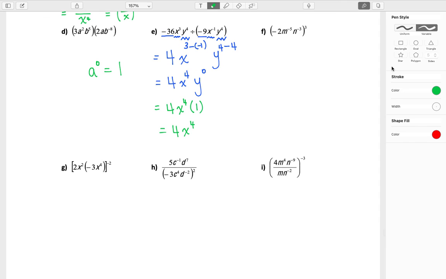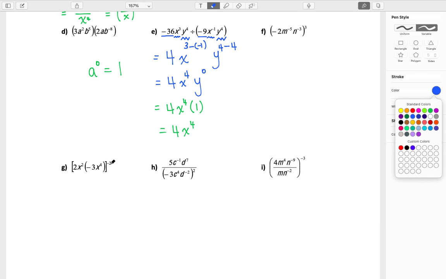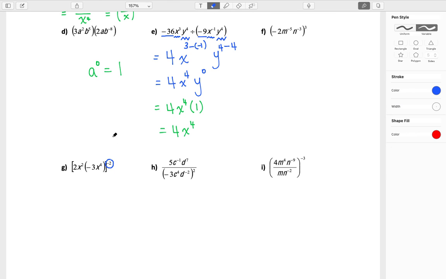Now let's try letter G. I notice that we have a negative exponent outside, and we also have multiplication inside. So I'm going to do BEDMAS first: do the brackets, then the exponent. 2 times negative 3 is negative 6, and for x, 2 plus 4, because we're multiplying, it's going to be x to the 6, all to the power of negative 2.